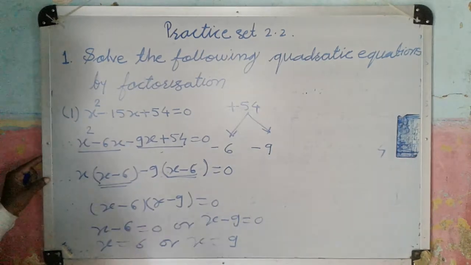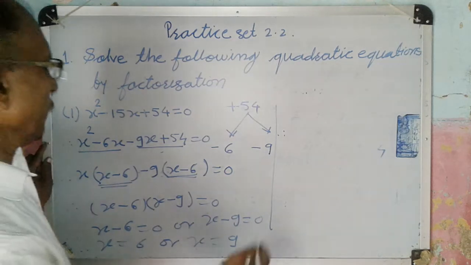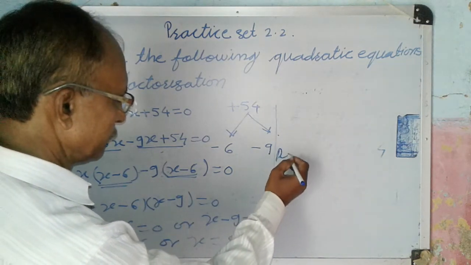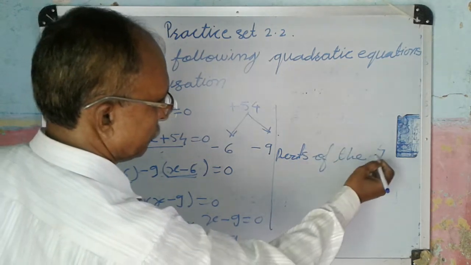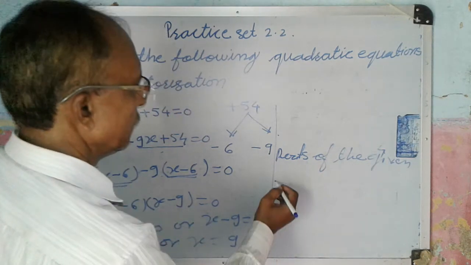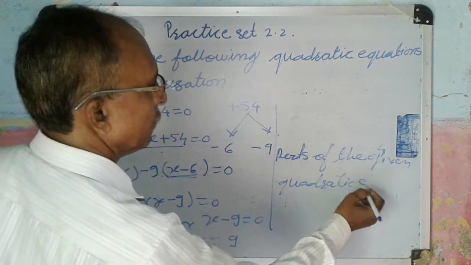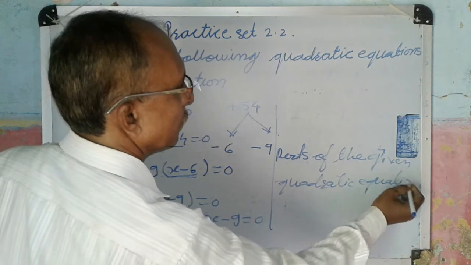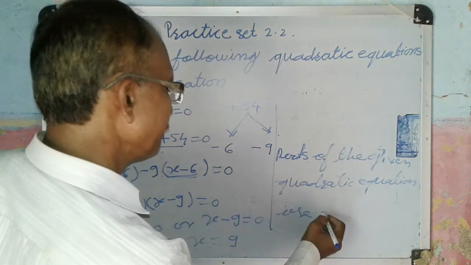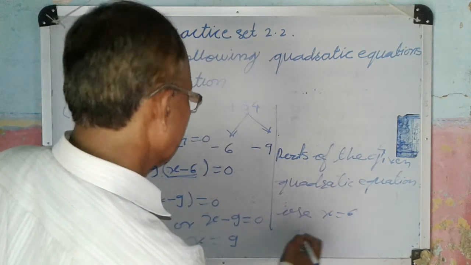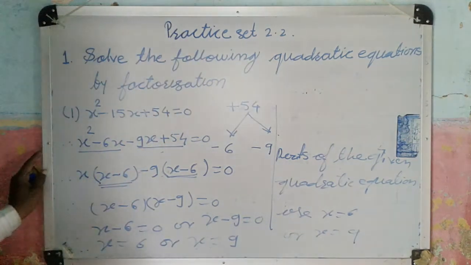Therefore, the roots of the given quadratic equation are x is equal to 6 and x is equal to 9.